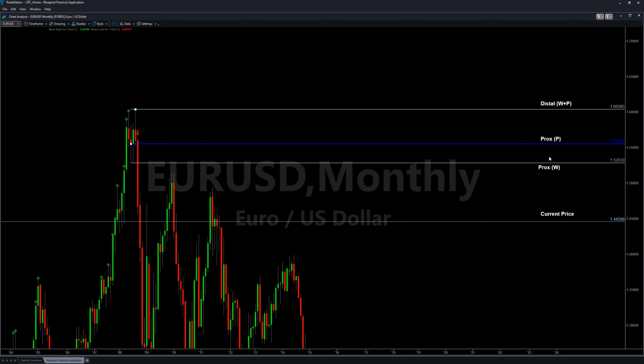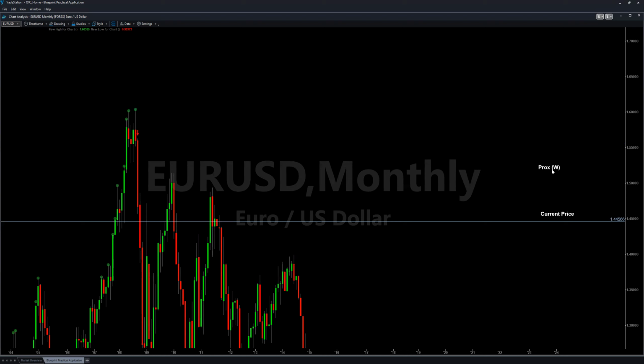Again, guys, wider version: probability to be filled increased, profit margin decreased. Proximal here, of course, probability to be filled decreased, because the entry, your proximal line, is higher, far away from the current price. Profit margin increased because your zone is smaller, right? That was our first supply area.